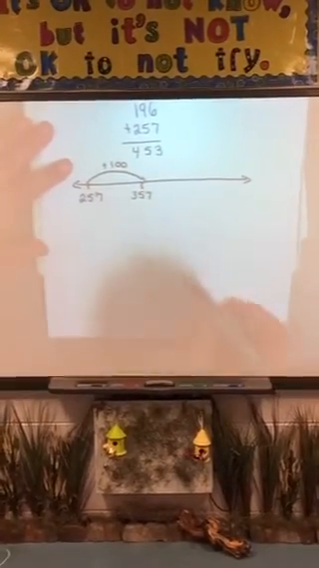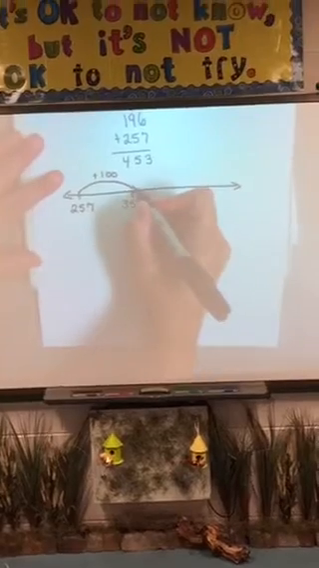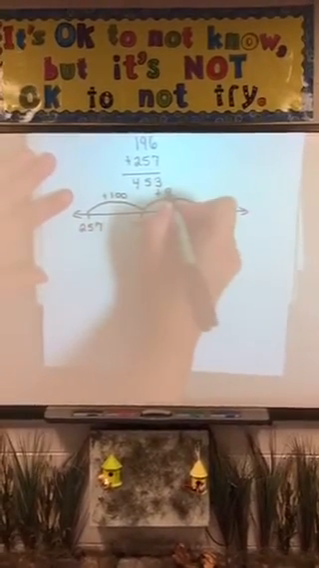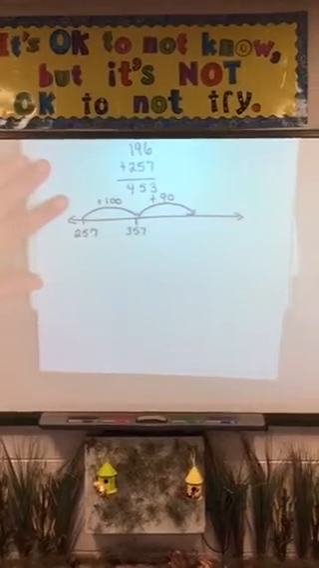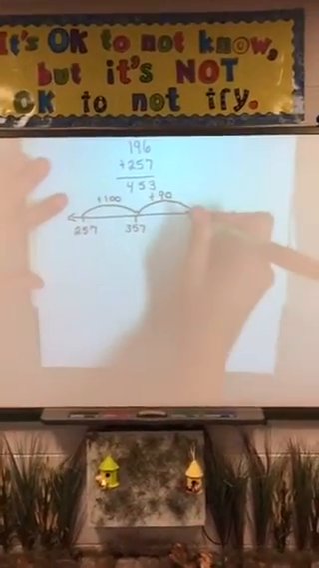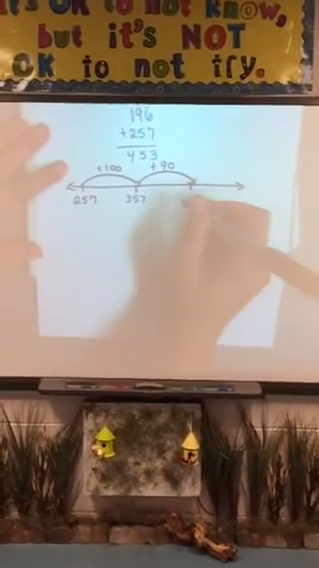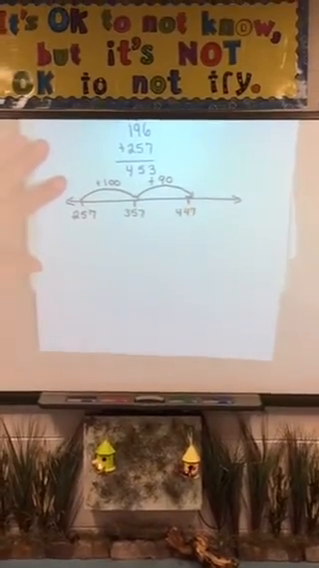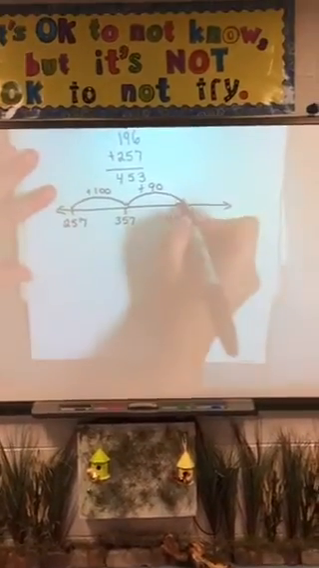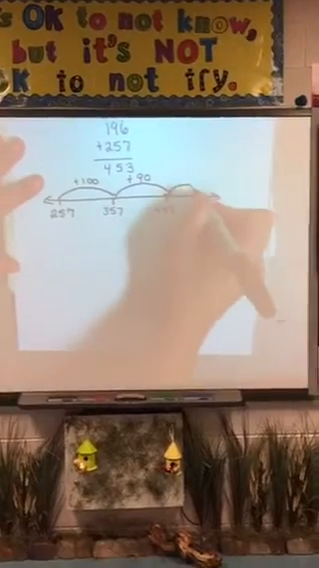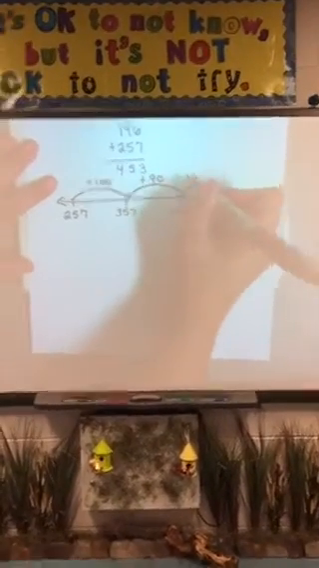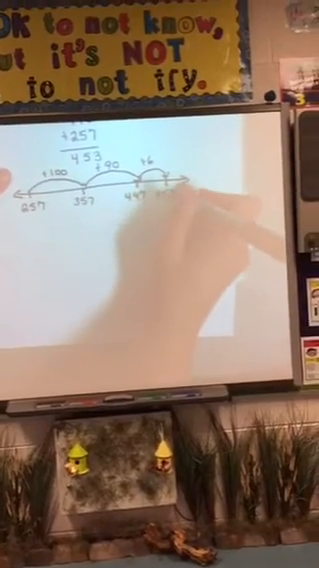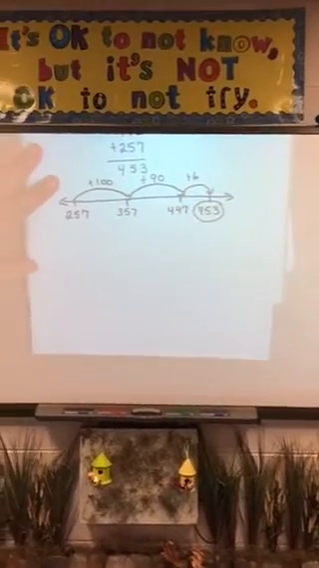So I've added my hundreds. Now I need to add my tens. I have 9 tens, which is almost an equal jump because 9 tens has a value of 90. So when I add 90 to 357, I'm at 447. So last I need to add my ones. So my little jump, when I add 6 ones, now I am at 453. The same sum we got with the standard algorithm.